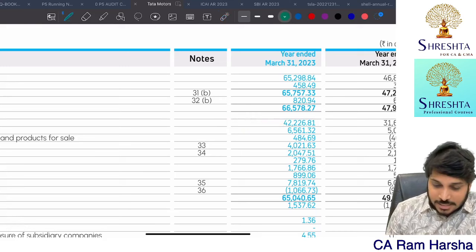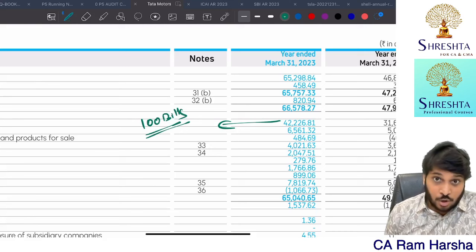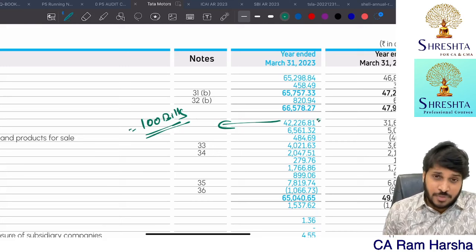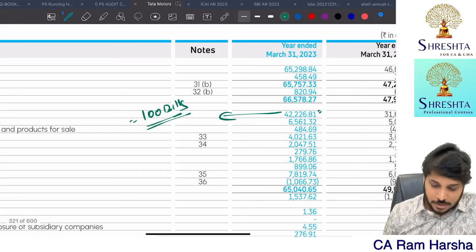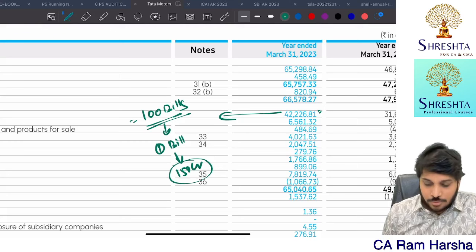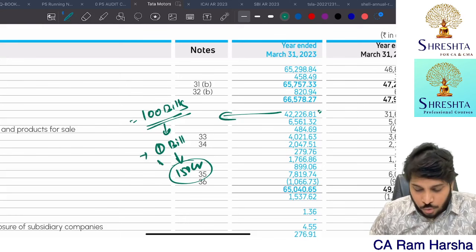I selected out of this some 100 bills as my sample. 100 bills I want to verify. Randomly I selected. If 100 bills are correct, I assume that everything is correct. If something is wrong, then I will think about it and take a decision accordingly. That's my objective. Now, in the 100 bills which I have selected, one bill is there whose value is 150 crore.